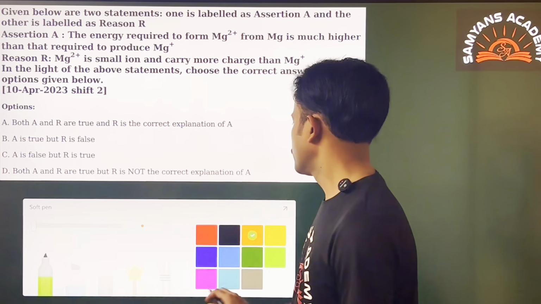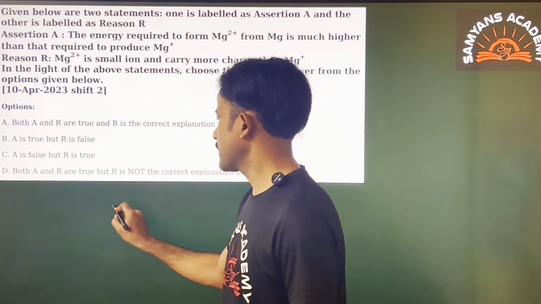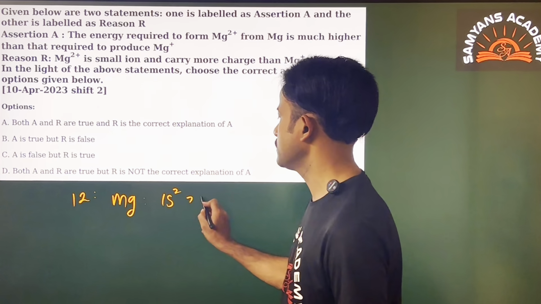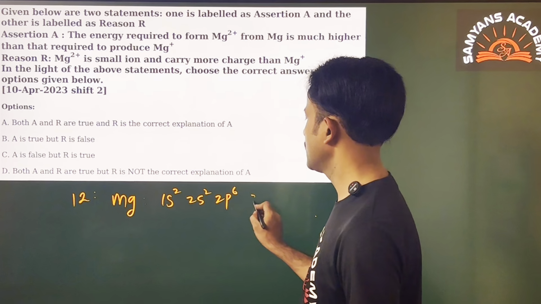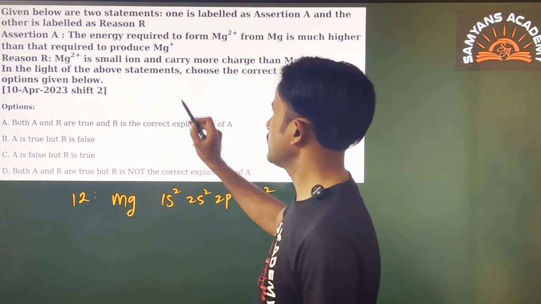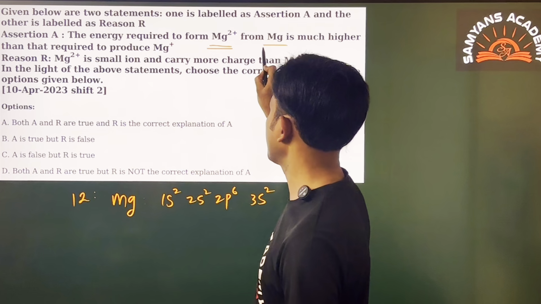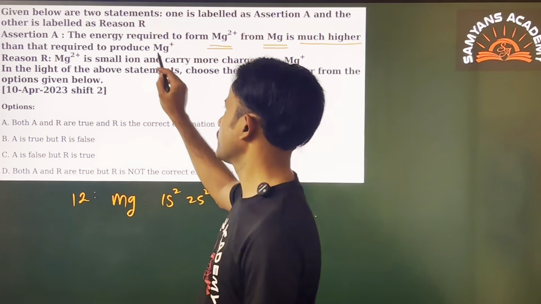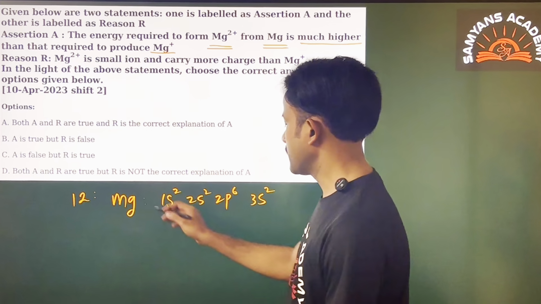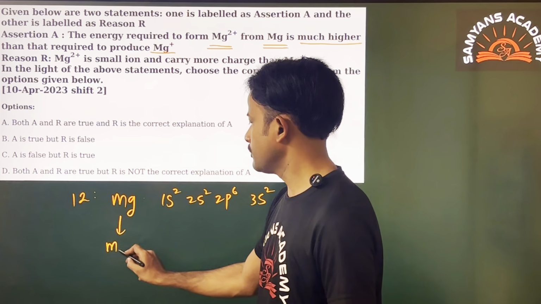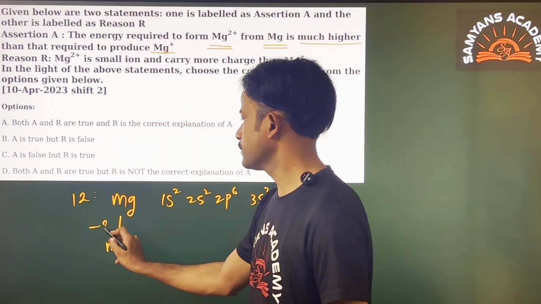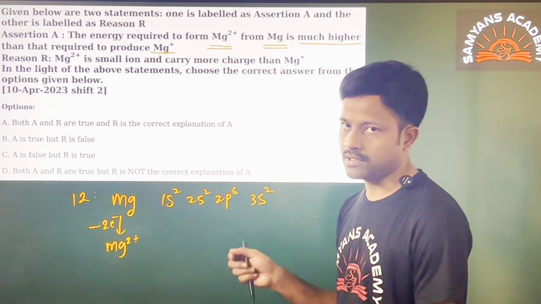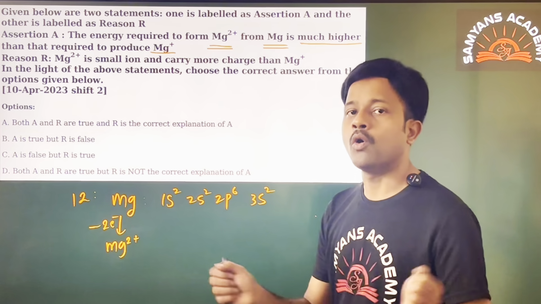Now you are given that. So what is the atomic number of magnesium? Magnesium's atomic number is 12. So the electron configuration of magnesium is 1s2, 2s2, 2p6 and 3s2. In the statement, the energy required to form magnesium 2+ from magnesium is much higher than the energy required to produce magnesium +. From magnesium, after removal of 2 electrons, it will become magnesium 2+. Removal of 1 electron requires less energy, removal of 2 electrons requires more energy.